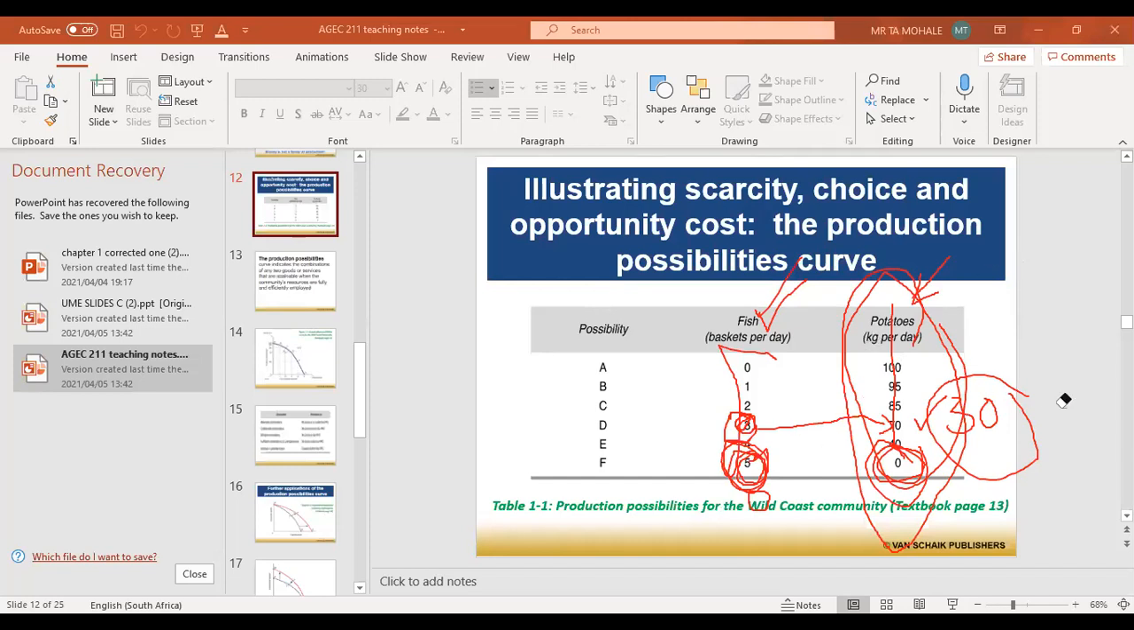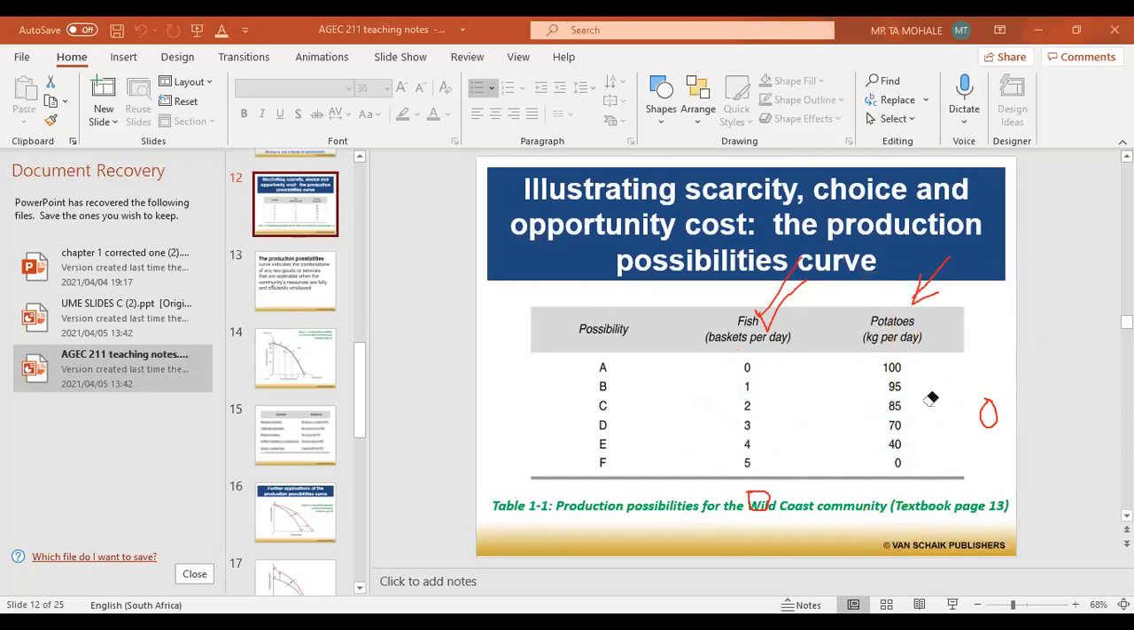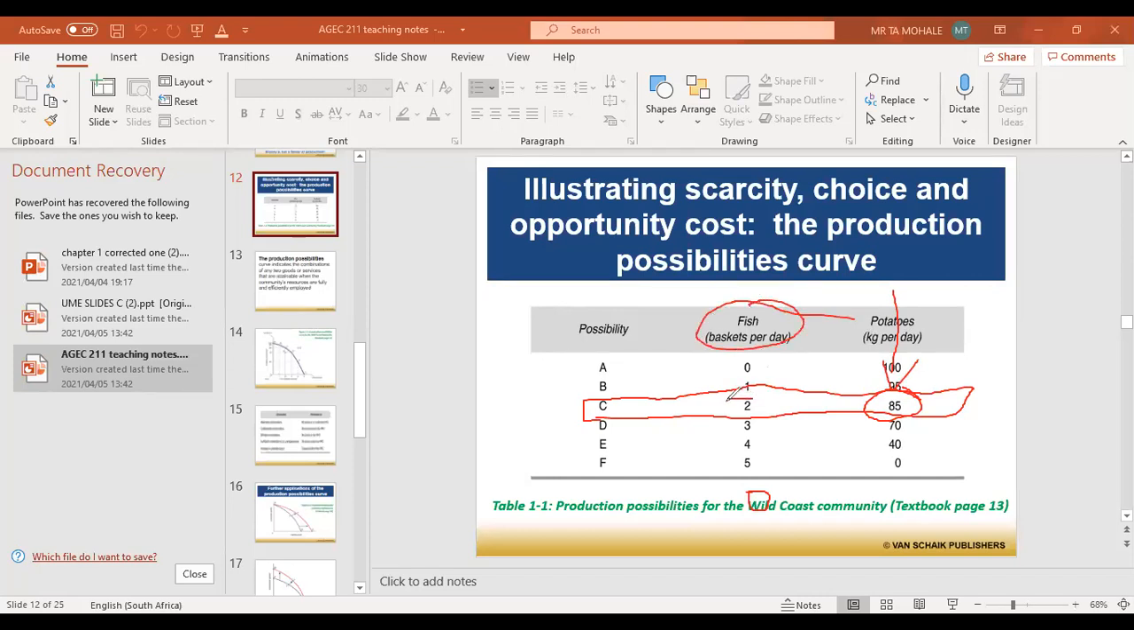Should we calculate a combination? If they say calculate the opportunity cost of producing 85 kgs of potatoes, you go to that row of 85, and then you underline 85. You are not going to answer in terms of potatoes. You will answer in terms of fish. So you will use the value that is in the same line with 85 kgs of potatoes to calculate the opportunity cost.